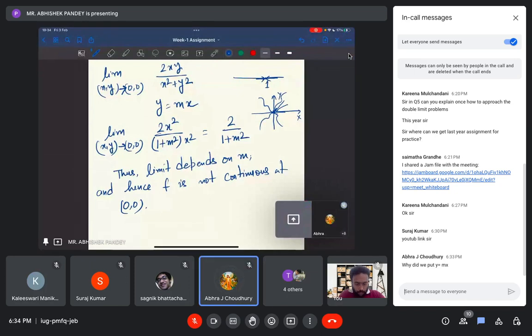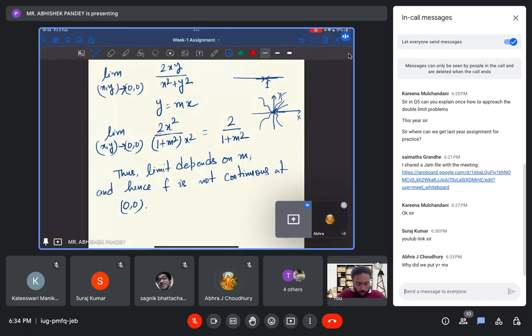Yes, sir. Because if we choose y equals to x, this limit will be 2 by 2, which is 1. If you take m equals to 2, the limit will be different. So it is not continuous, since it depends upon the path. That should not be the case with a continuous function. Whatever path you take, you should get the same limit for a continuous one.